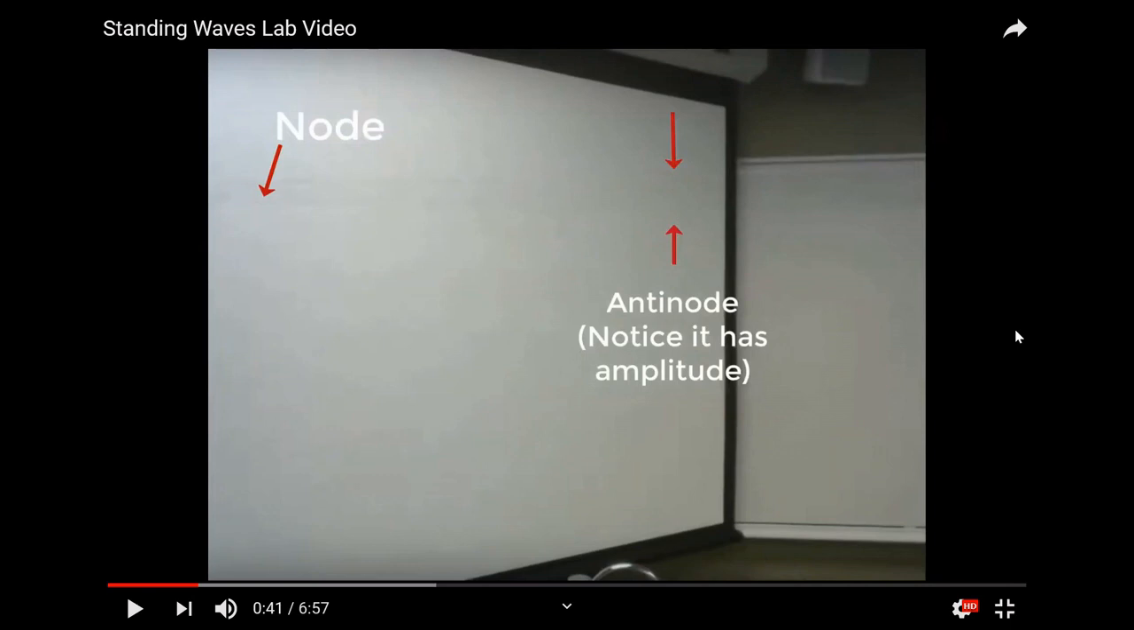This is the lab actually in action. It's kind of hard to see in the video, but if you were to see this in person, I would say it's fairly clear to see which points are the nodes and which points are the antinodes. In the video, you'll see regions that are slightly more dark. These are the regions that are moving less. The most blurry regions are the antinodes.